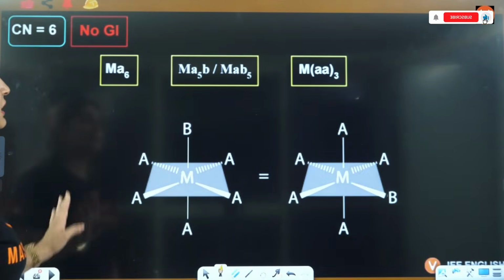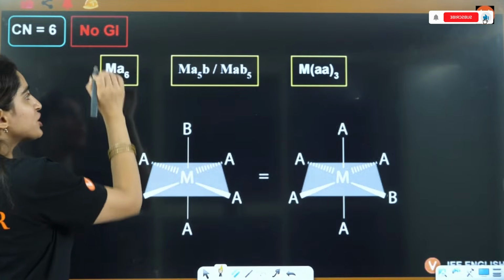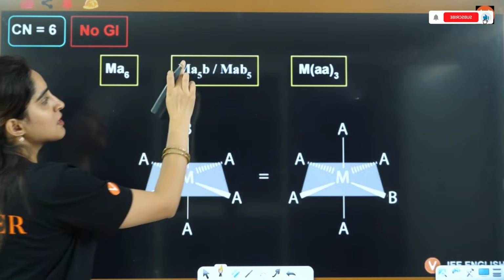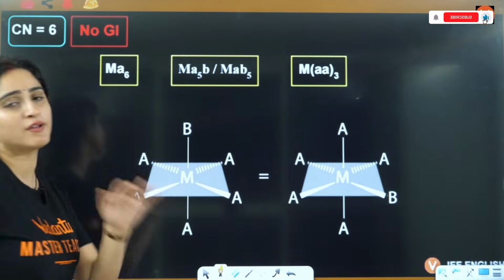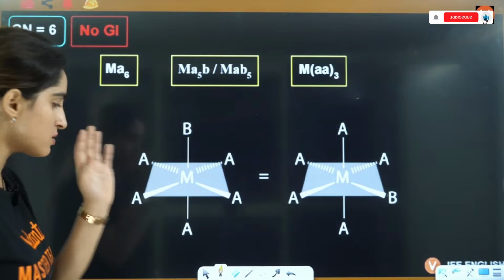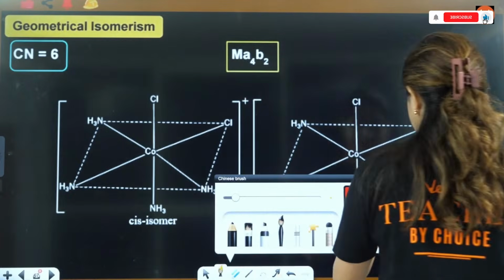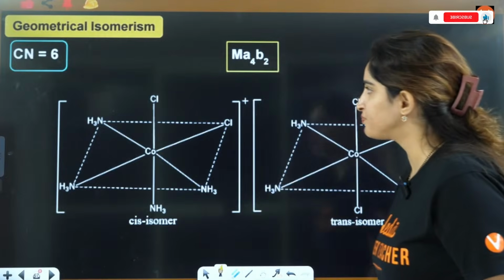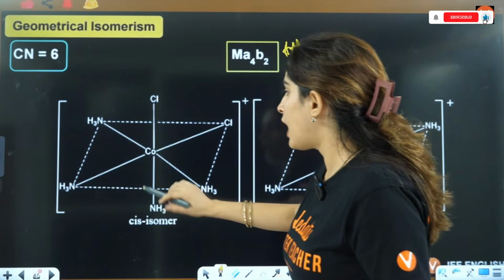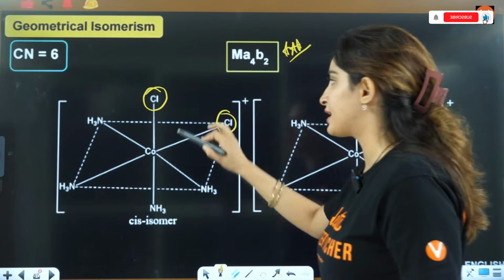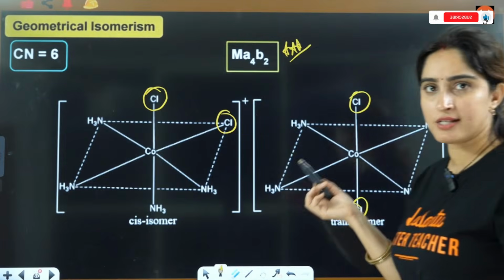Okay. Then if you have coordination number 6, in this case no GI will be shown if you have MA6, MA5B, MAB5 or MAA3, they will never show any geometrical isomerism whatsoever. Right. But let's talk about the one that shows GI, MA4B2. This is a very important case that is very frequently asked. Now here Cl and Cl are next to each other, so that is cis. Here Cl and Cl are opposite to each other, so that is trans.